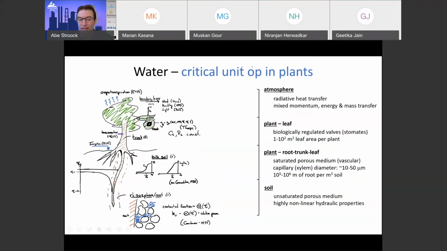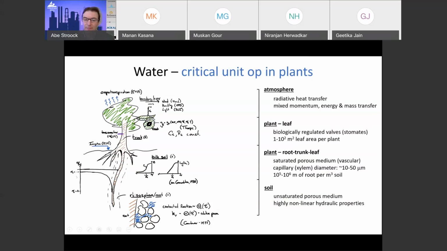So the unit operation I'm going to focus on is water transport, in particular from the soil through the plant, maintaining hydration under sustaining the biochemical processes of a living organism, and then escaping out into the atmosphere.